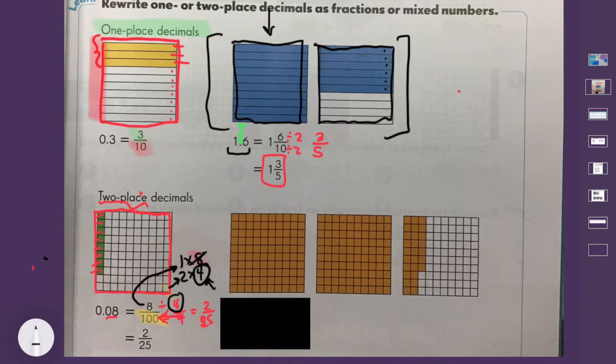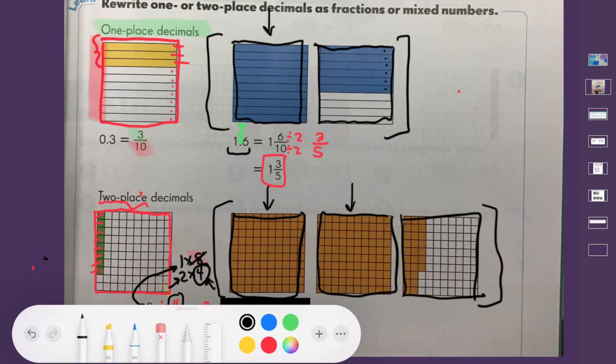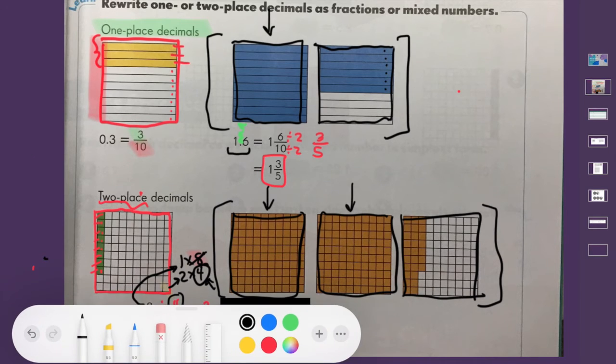Let's look at this next one. So you may say, ooh, I noticed something a little different here in this decimal that's being represented. Okay, similar to the one above it, we see that we have some wholes shaded in, right? We have a whole flat shaded in, another whole flat shaded in, and then we have another part of a whole. Okay, so this tells us that we're going to have some whole numbers, and in fact, we can see that there are 2 wholes.